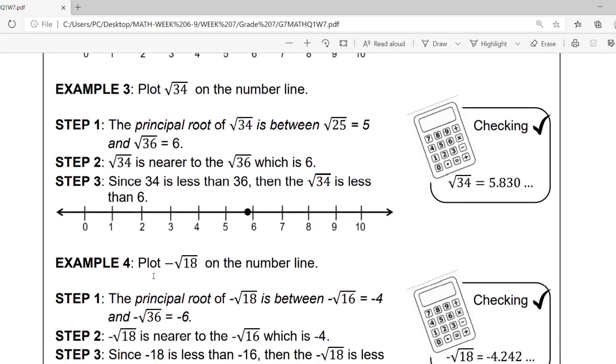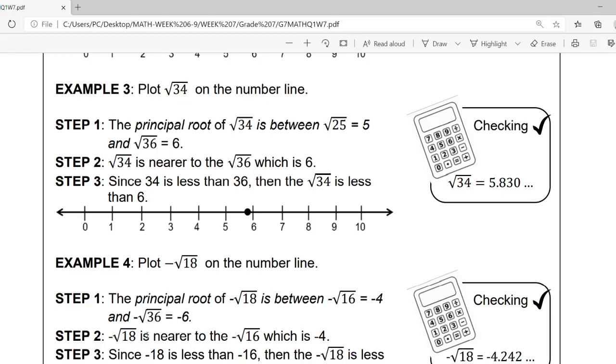Okay, how about here? Plot negative square root of 18. By the way, the lower perfect square number is 16, and the upper should be 25. This should be 16 and 25. Okay, this must be 25. So negative square root of 18 is in between negative 4 and negative 5. It should be negative 5.